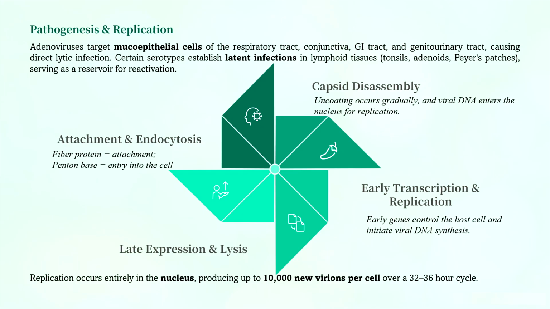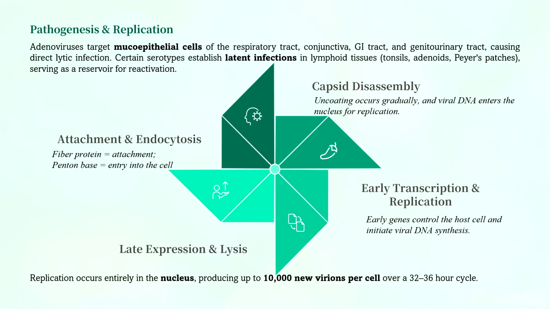And late gene expression, assembly, and cell lysis take place after DNA replication, and the late genes L1 to L5 are expressed during this time. The structural proteins are produced such as hexon, penton, and fiber proteins. These newly synthesized viral genomes are packed into newly assembled capsids within the nucleus, and then the mature virions accumulate until the infected cell undergoes lysis, releasing thousands of new viral particles. These released viruses infect neighboring cells, spreading the infection.